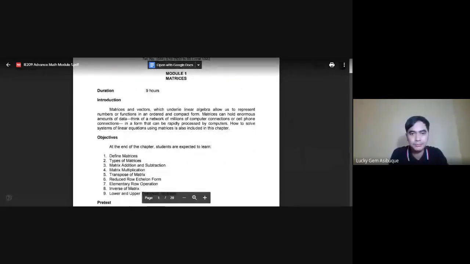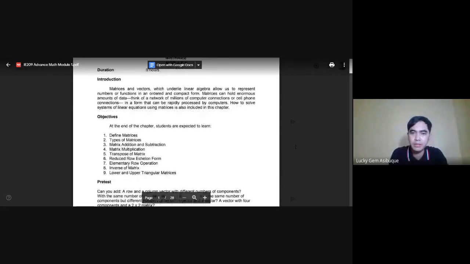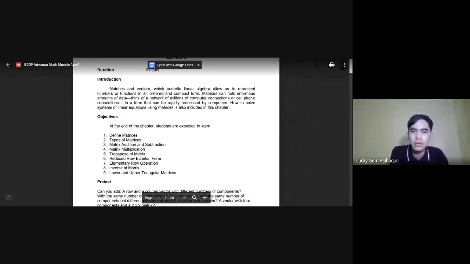Okay, so the introduction. Matrices and vectors which underlie linear algebra allow us to represent numbers or functions in an ordered and compact form. Kasi nga naman guys, yung matrices, naka-ordered siya. Kaya nga siya tinawag na ordered array of numbers. Okay? Naka-arrange. So matrices can hold enormous amount of data. Yan, sinabi ko na sa video. Maraming data siyang pwedeng ma-process. Think of a network of millions of computer connections in a form that can be wrapped by computers. How to solve systems of linear equations using matrices, yan, is also included in this chapter. So, malalaman natin yan. Then objectives.